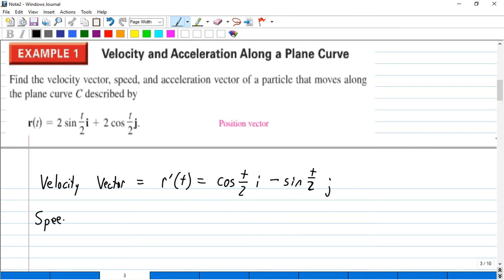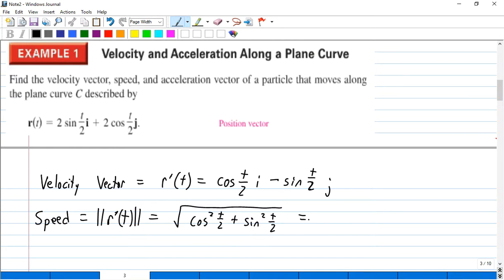The speed is equal to the magnitude of the velocity vector. So that's going to be the square root of this first part squared. So what would that be? Cosine squared of t over 2. And then what is the second function? I squared the first function plus I have to square the second function, and the second function is negative sine t over 2. So negative sine t over 2 times negative sine t over 2 is positive sine squared t over 2. And that is the Pythagorean identity, right? So that's just the square root of 1, or just 1. All right, so the speed is 1.